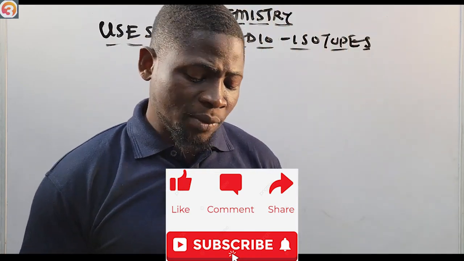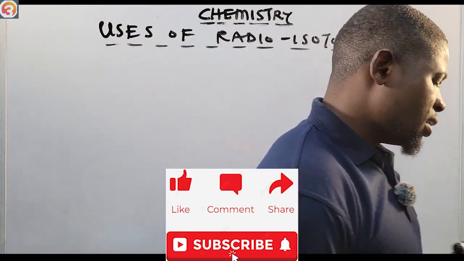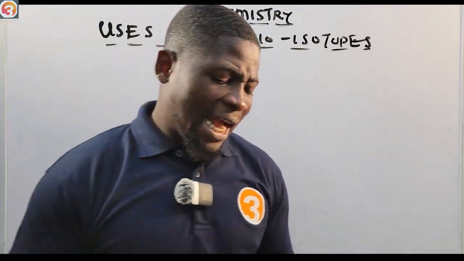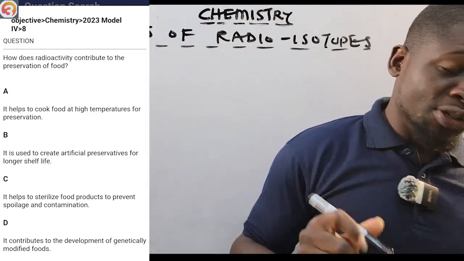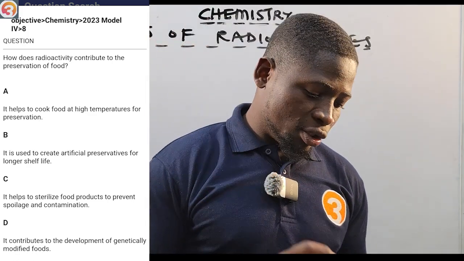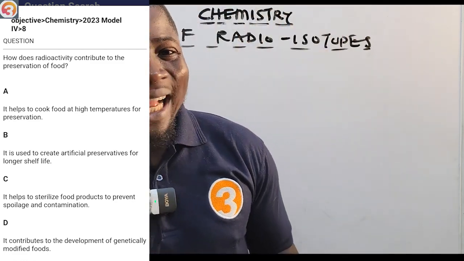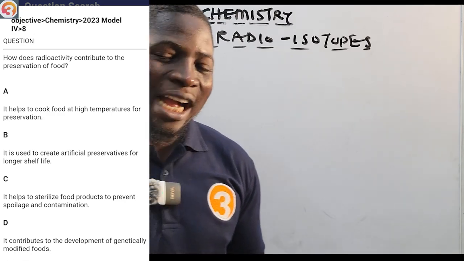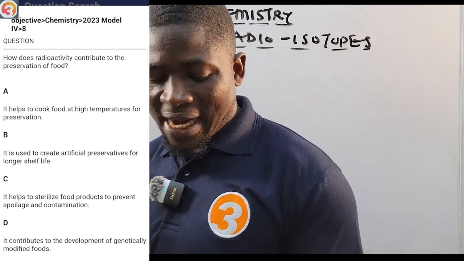Let us see a question concerning this. Questions on this come out a lot, so you do not play with this at all. This is a 2023 question number 8. How does radioactivity contribute to the preservation of food? A, it helps to cook food at high temperatures for preservation. B, it is used to create artificial preservatives for longer shelf life. C, it helps to sterilize food products to prevent spoilage and contamination. D, it contributes to the development of genetically modified foods.